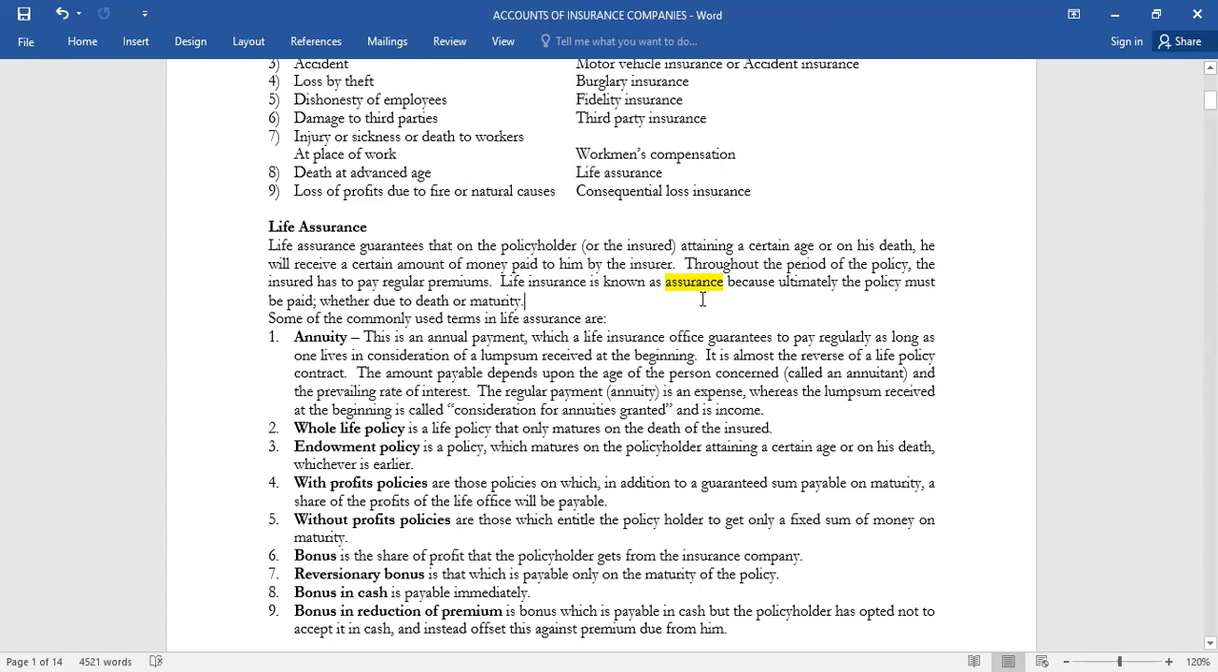There are jargons that we normally use in life assurance. One of them is annuity. I know from business finance, annuity is a regular payment that comes after a specific period of time.